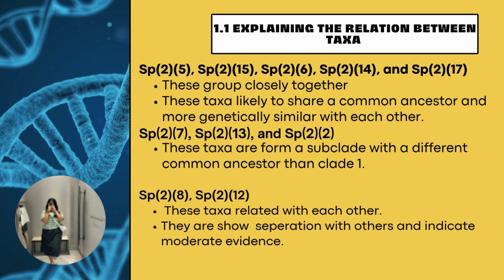For SP27, SP213, and SP22, these taxa form a subclade with a different common ancestor than clade 1. Besides, for SP28 and SP212, these taxa are more related to each other, and they show separation from the others and indicate moderate evidence.